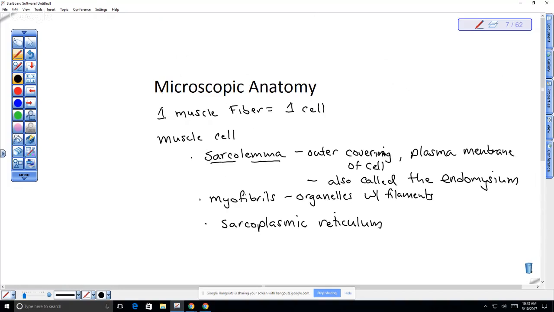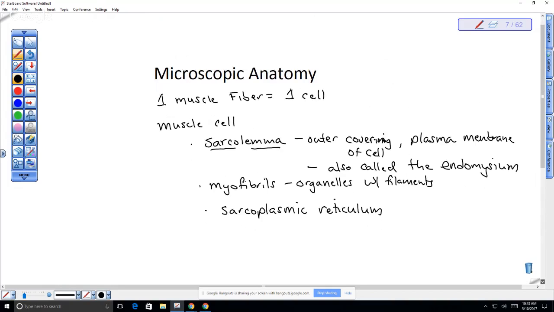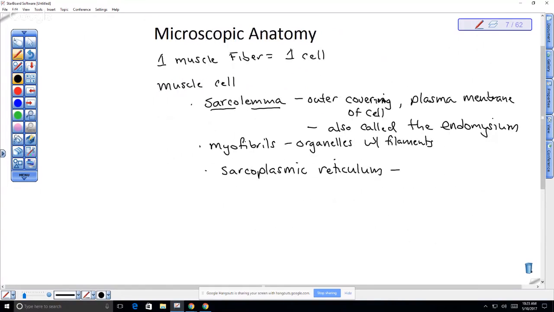So the sarcoplasmic reticulum is a specialized organelle. You've heard of reticulum before when we talked about cell biology. That would be like the endoplasmic reticulum, the smooth and the rough endoplasmic reticulum, right? So this is an organelle, a membrane-bound structure inside the cell that contains or stores calcium ions.